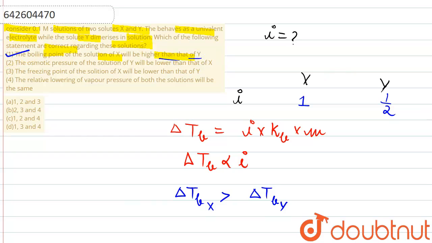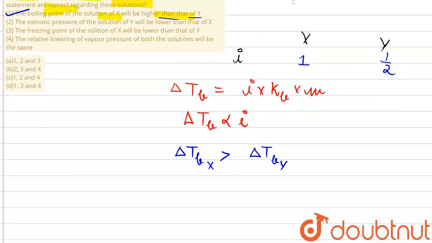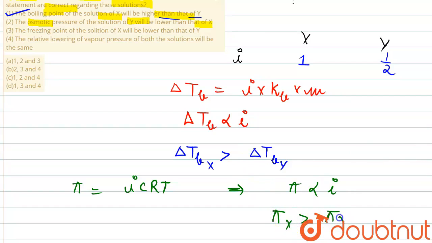This is correct. Now moving on to the next point that is given in the question. The osmotic pressure of solution of Y is lower than that of the X. Now osmotic pressure, how is it related to Van't Hoff factor? This is the relation: i times concentration, then we have gas constant into temperature. So here also we can say that osmotic pressure is directly proportional to i. So the statement is absolutely correct that the osmotic pressure for the X is more than the osmotic pressure for the Y. So statement B is also correct.